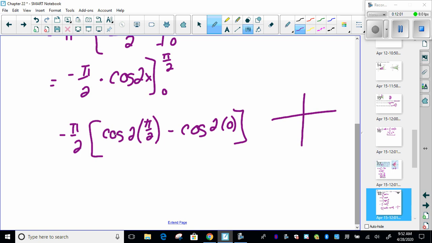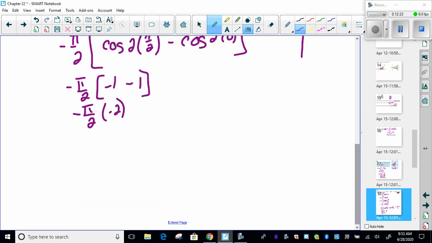Thinking about this, 2 times pi over 2 is just pi. So at pi, the cosine is at my horizontal, so that's negative 1. And the cosine at 0 is positive 1, which means this is negative pi over 2 times negative 2, which means my volume is pi units cubed.